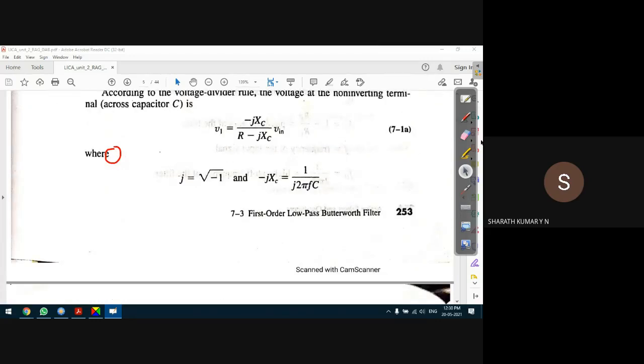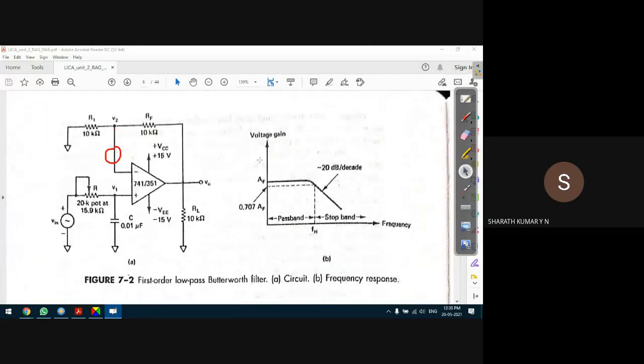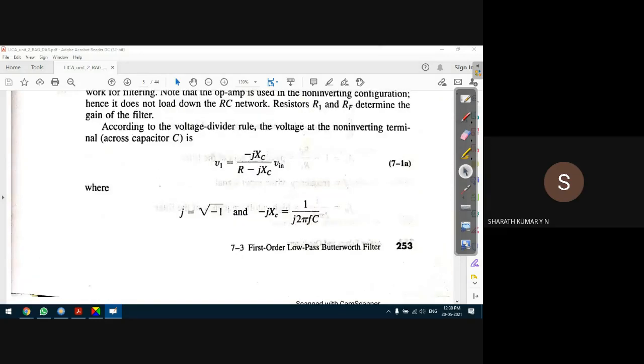If you observe at point V1, the equivalent voltage we can represent as minus the voltage across the capacitance, that is minus jXC1, impedance divided by the sum of the resistance and the impedance of the capacitance, XC1 and R1, and the voltage across that is Vin. So using this condition, we can represent V1 voltage as minus jXC. Why minus jXC?